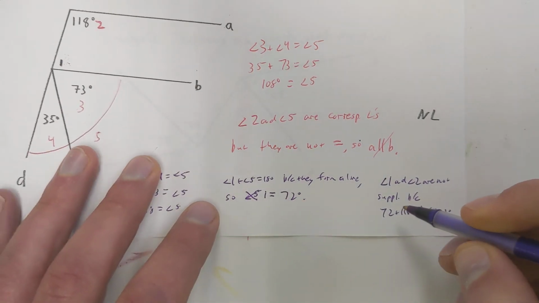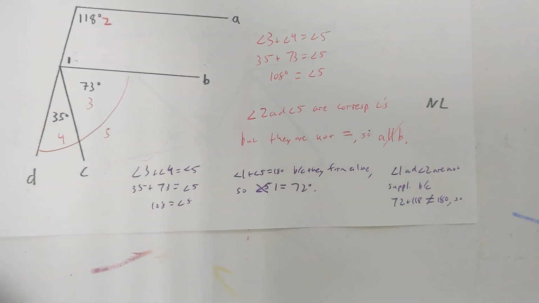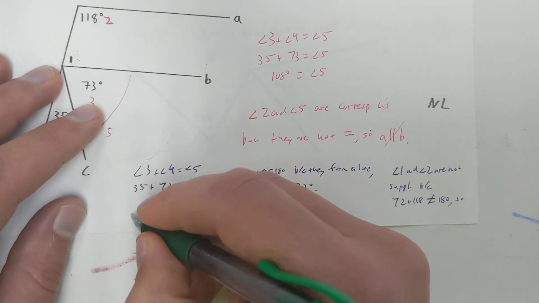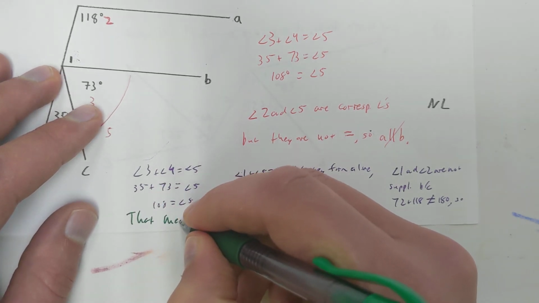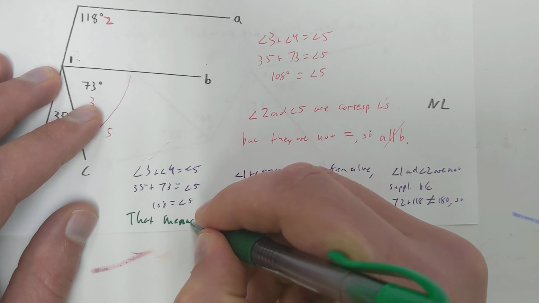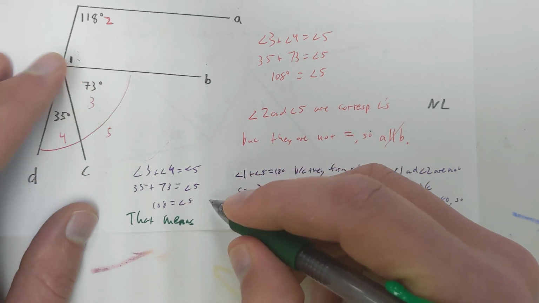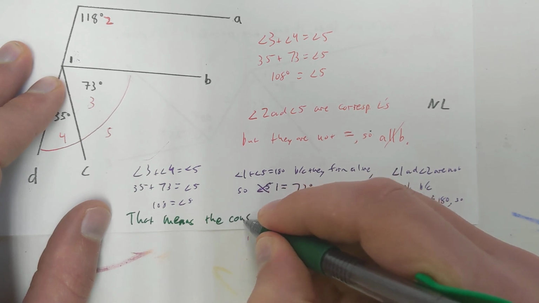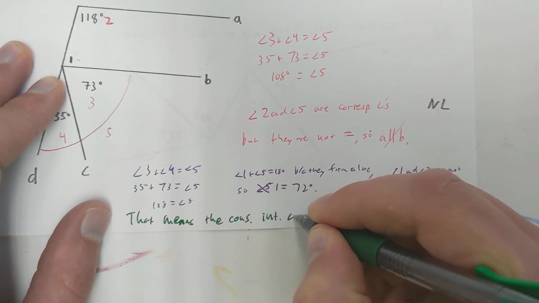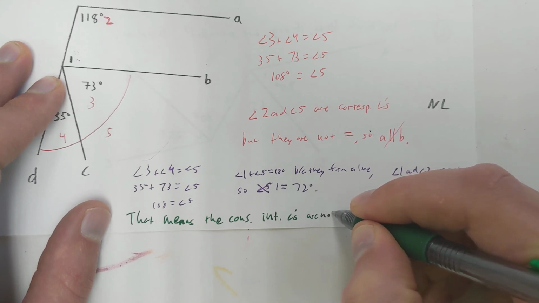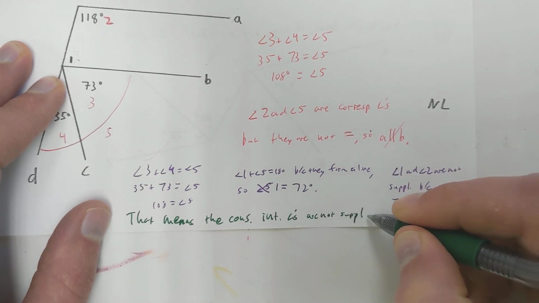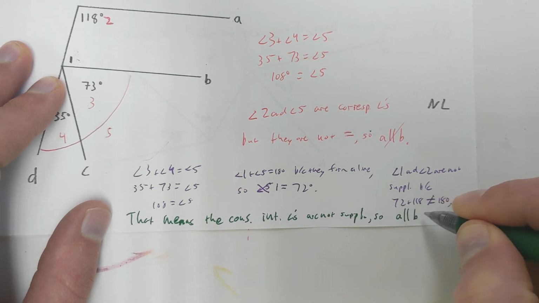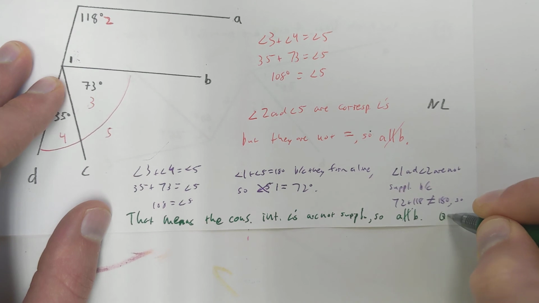So I'm going to come down here to the bottom. I'll switch colors for you. That means the consecutive interior angles are not supplementary, so A is not parallel to B. QED.